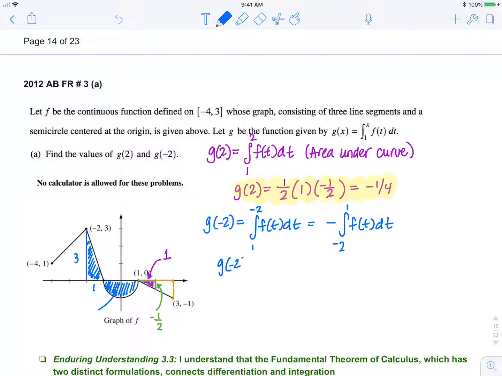So g of negative 2 is 1/2 times base times height, and then it's going to be subtracting 1/2 pi times your radius squared. So this becomes g of negative 2 is 3 minus pi over 2. So we can evaluate definite integrals with geometric area.